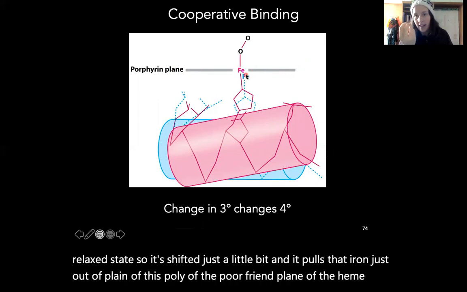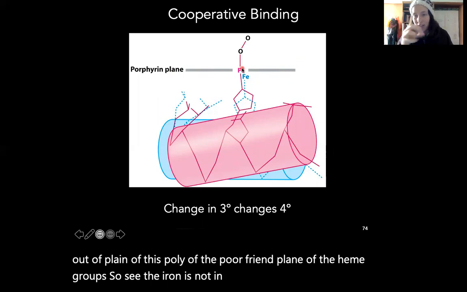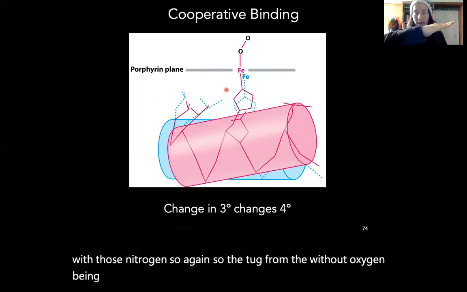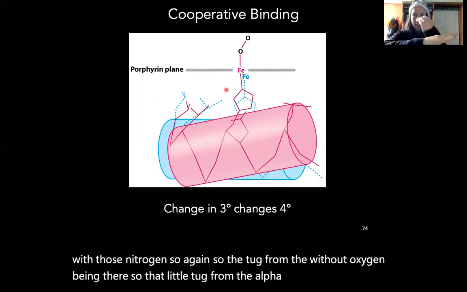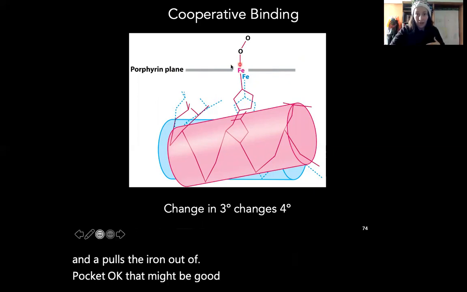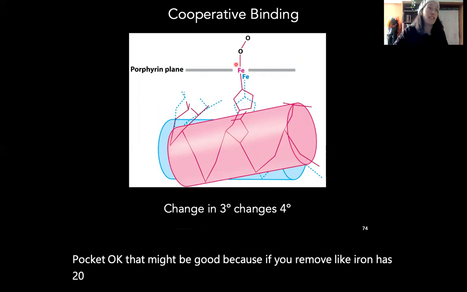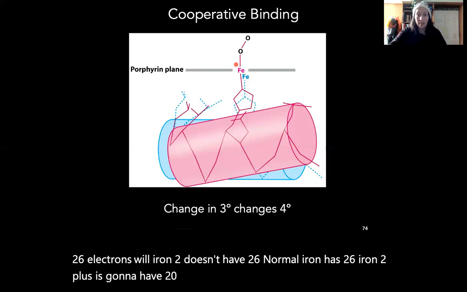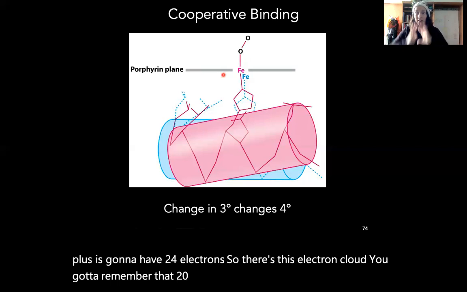So see, the iron is not directly in the center coordinating with those nitrogens. Without oxygen being there, that little tug from the alpha helix kind of pulls the iron out of the pocket. That might be good, because normal iron has 26 electrons. Iron 2+ is going to have 24 electrons. So there's this electron cloud, you've got to remember, that's 24 electrons, that's kind of big around the iron center.